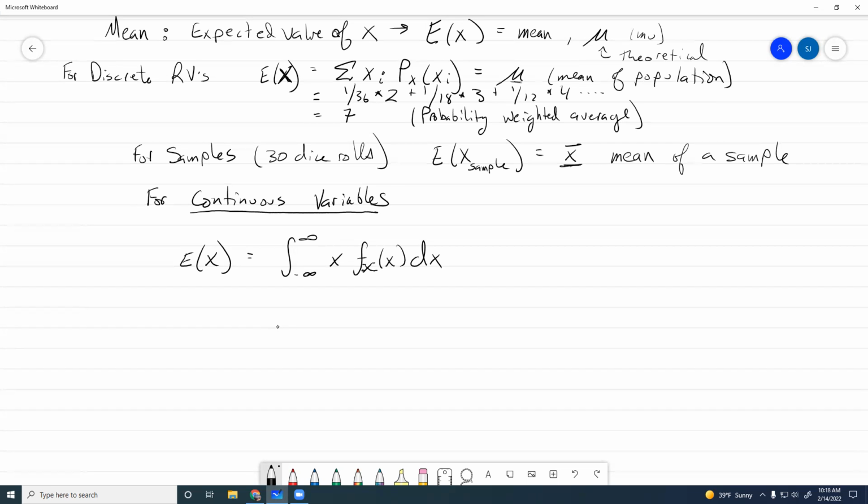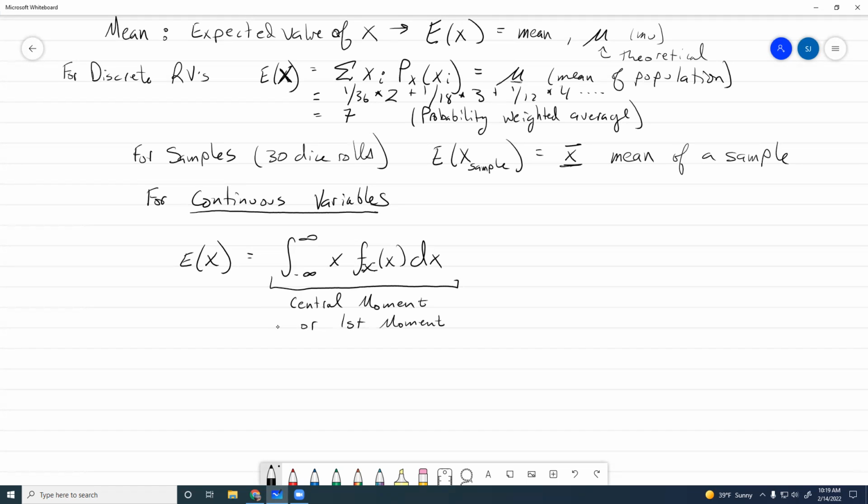And this gives us what we call, so it's the expected value, but it's also called the central moment, or first moment. I'll explain that in a second.